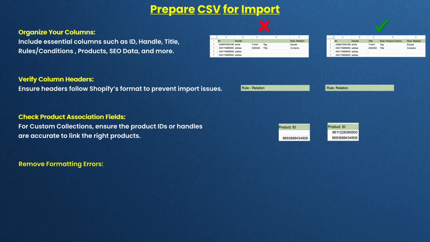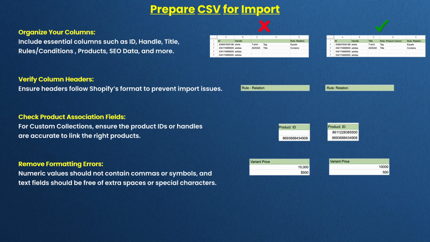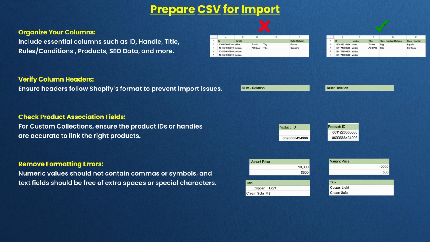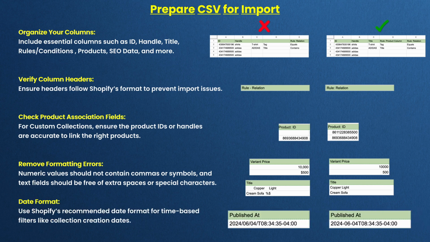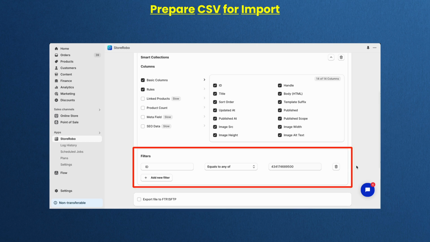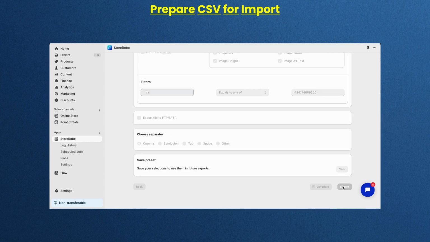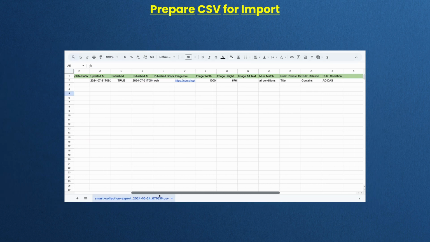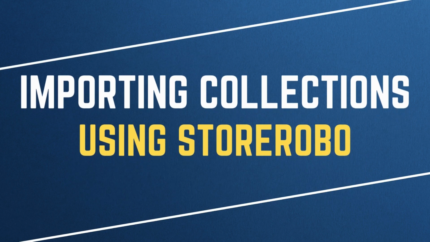Remove formatting errors: numeric values should not contain commas or symbols, and text fields should be free of extra spaces or special characters. Date format: use Shopify's recommended date format for time-based filters like collection creation dates. If your store uses custom fields, you can export a sample CSV from StoreRobo to get the correct template with all the available columns. Now let's walk through the steps to import your collections using StoreRobo.